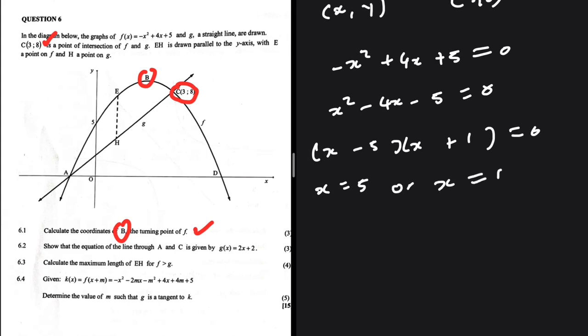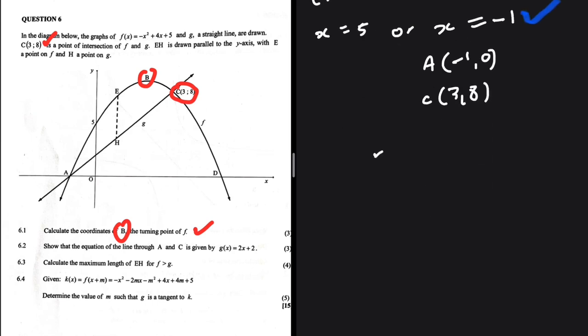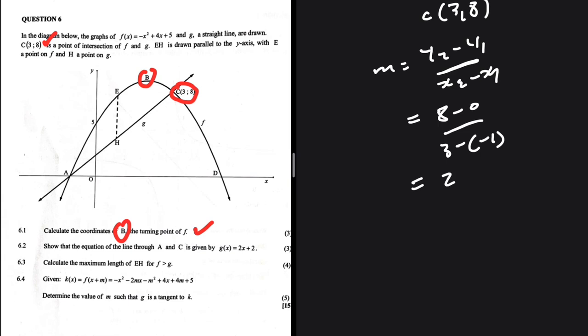It should be easy to see that x equals minus 1 is the x value at A. So there we go. A has coordinates minus 1 and 0, and C has coordinates 3 and 8. Let's go ahead and find the gradient: y2 minus y1 divided by x2 minus x1. If we take C as the second point, y2 is 8, y1 is 0, x2 is 3, and x1 is minus 1. So 8 divided by 4, that is 2.